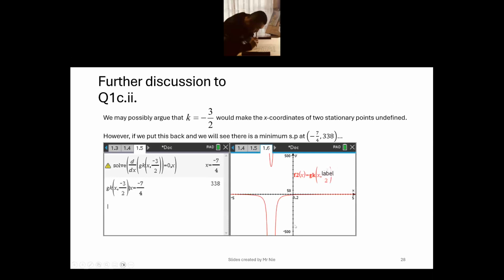So here, I changed the scales from -500 to 500 along the y-axis, and I will see there is a middle branch, which indicates a local minimum. That's why in our answer to the previous part, we must not include k equals -3/2.